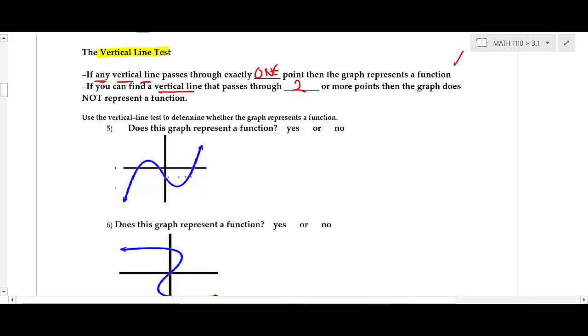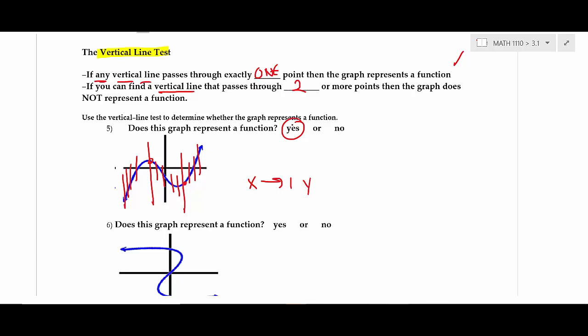Like on this number 5, if I take a vertical line there, it goes through 1 point. That means that x value has 1 y value. That's what you want, and it doesn't matter where you are. If you take a vertical line there, that again means that x value has 1 y value. So does every single vertical line pass through 1 point? Yes, so that's why that's a function. You're just trying to make sure that every x has 1 y. That's what the vertical line test does.